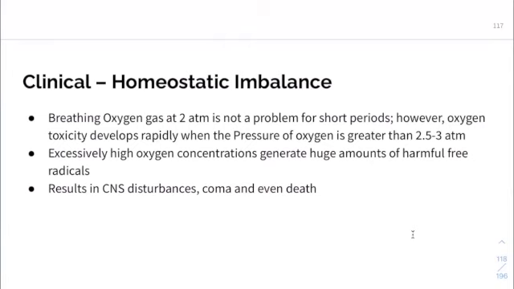So, these hyperbaric chambers, they're distributing oxygen that is greater than 1 atmosphere. It's usually around 2 atmospheres. If you're doing it for a short amount of time, it's not going to hurt you.